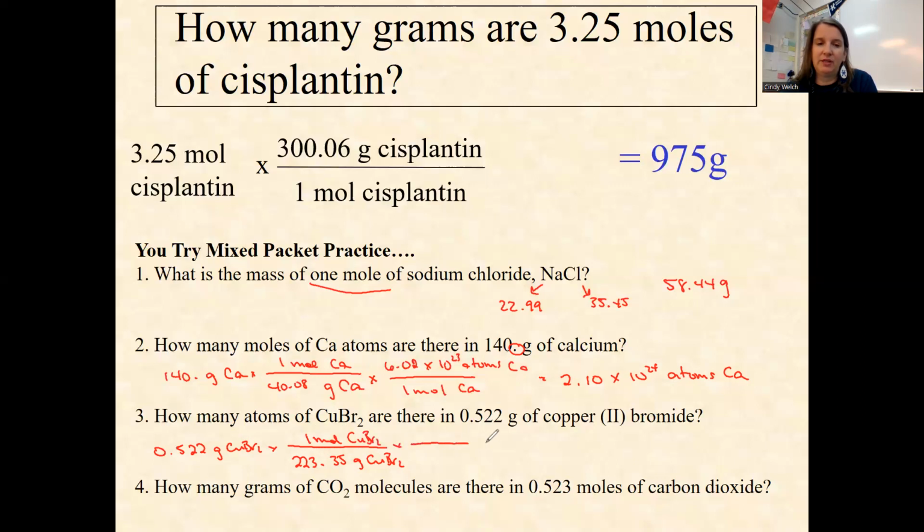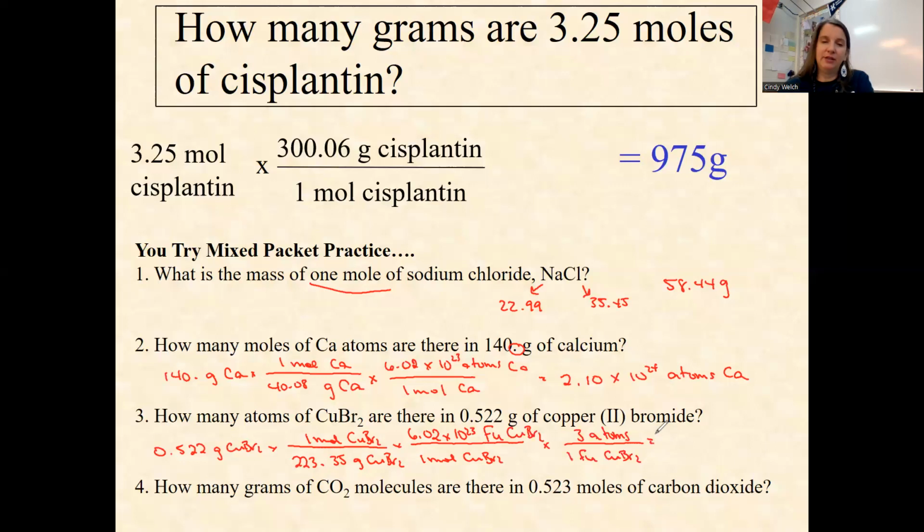We have to keep going though because it's looking for atoms. So I have 1 mole of CuBr2 up here, and I would use Avogadro's number up here. Now this is where things get tricky, students, because this is not 6.02 times 10 to the 23 atoms, because CuBr2 is not an element, it's a compound. So this is formula units of CuBr2, which means we need one more step. How many atoms are there in one formula unit? There's 3 atoms, 1 copper and 2 bromines.